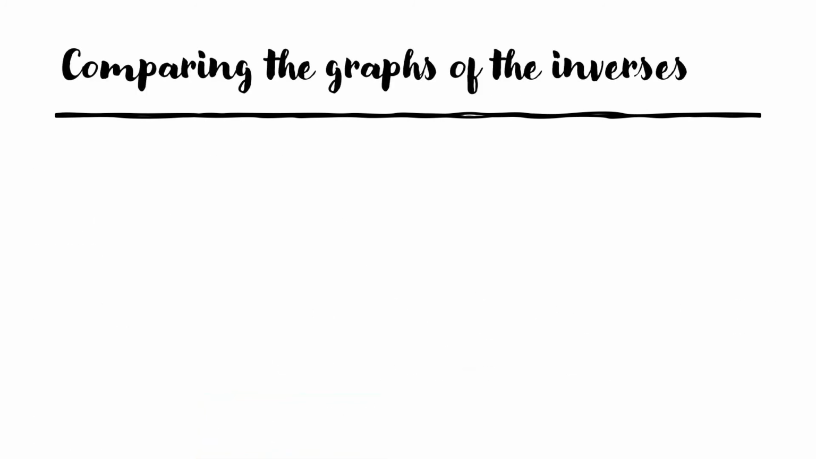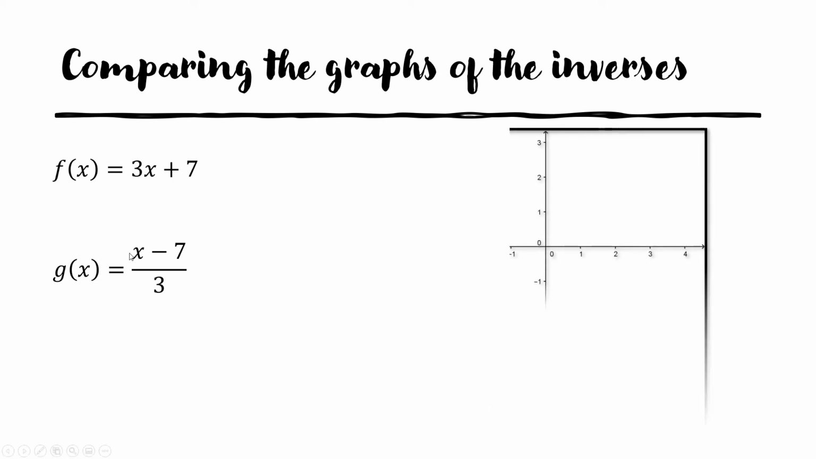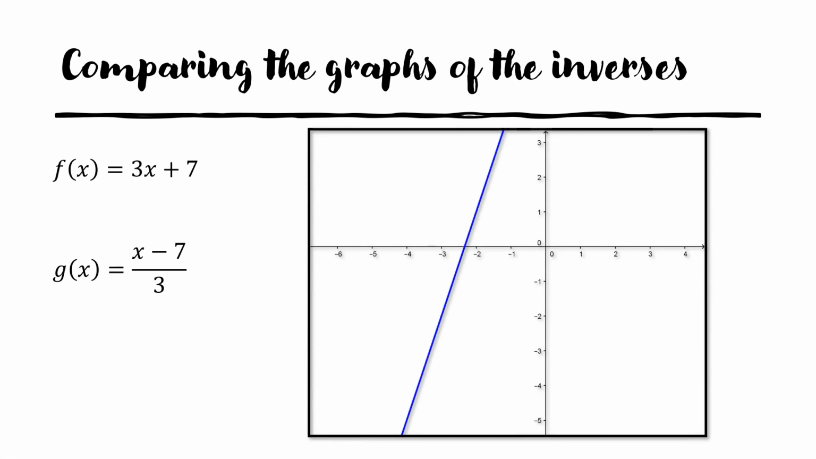Now, let's compare the graphs of the inverses. From the first example, we have f of x equals 3x plus 7, and the inverse of f of x, let's say g of x, is equal to x minus 7 all over 3. Now, let's graph the f of x. This is the graph of f of x, the blue one. Now, let's graph the g of x. That's the graph of g of x.